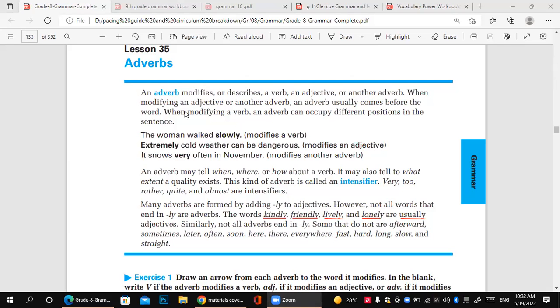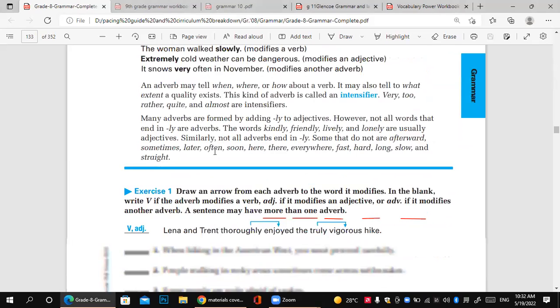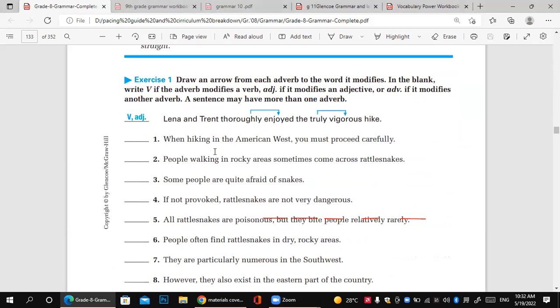Okay, so let's try to answer some questions and then let's start. For the first example: Lynn and Trent thoroughly enjoyed the truly vigorous hike. Here thoroughly ends with ly, and thoroughly modifies the verb enjoyed. Truly modifies the adjective vigorous. Vigorous is an adjective, and truly modifies how vigorous it is. Truly vigorous.